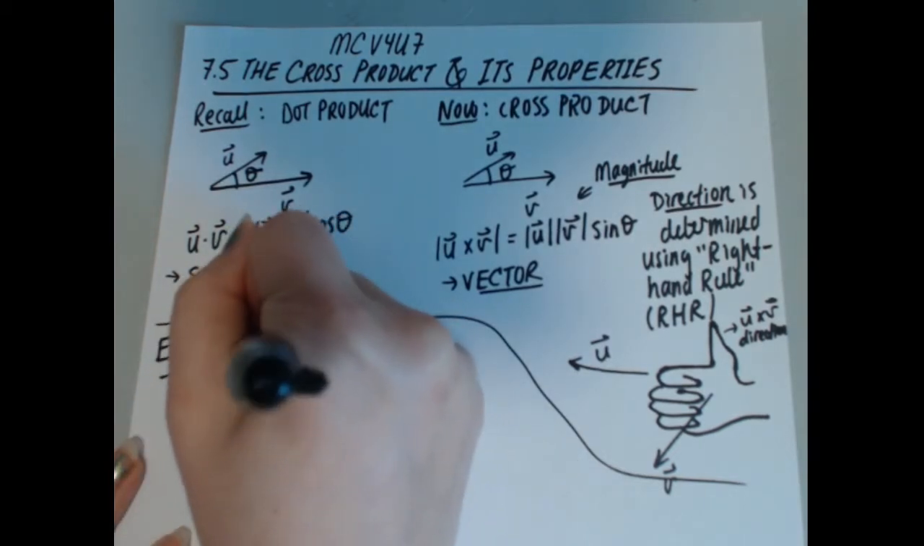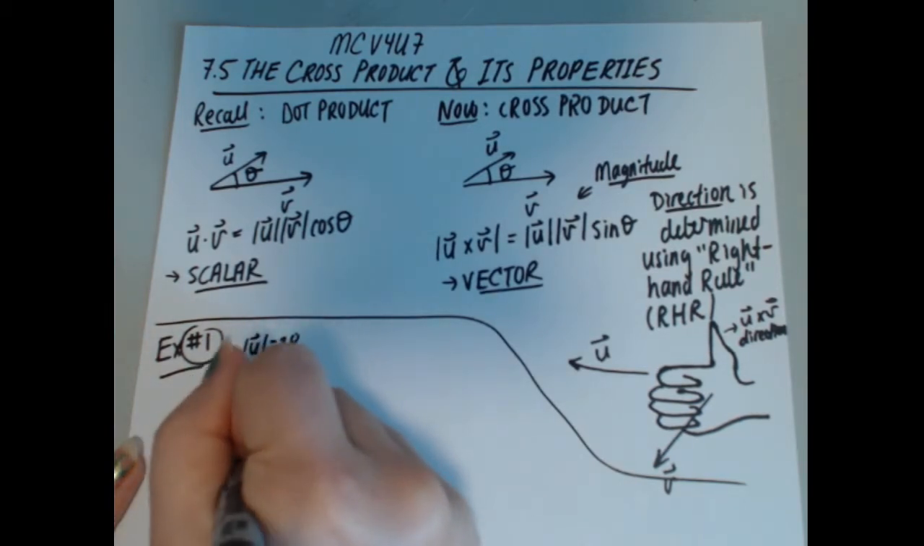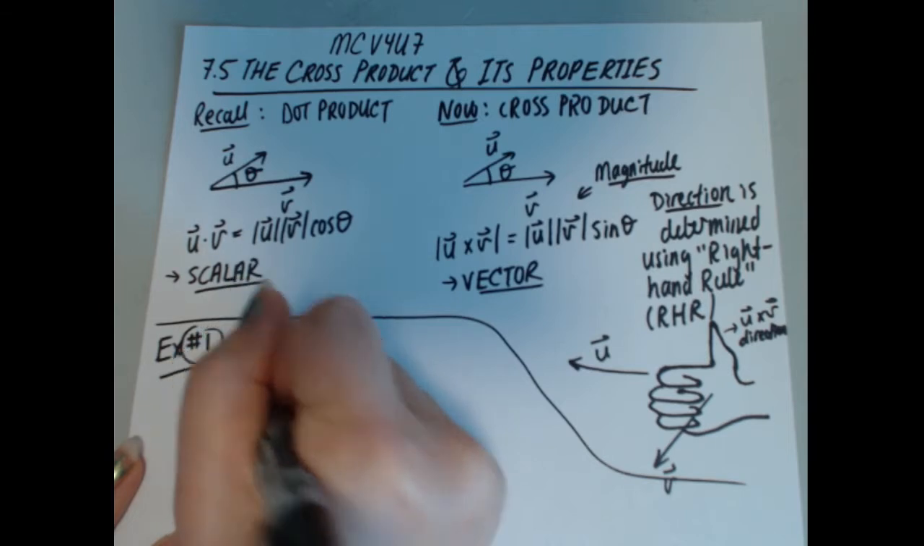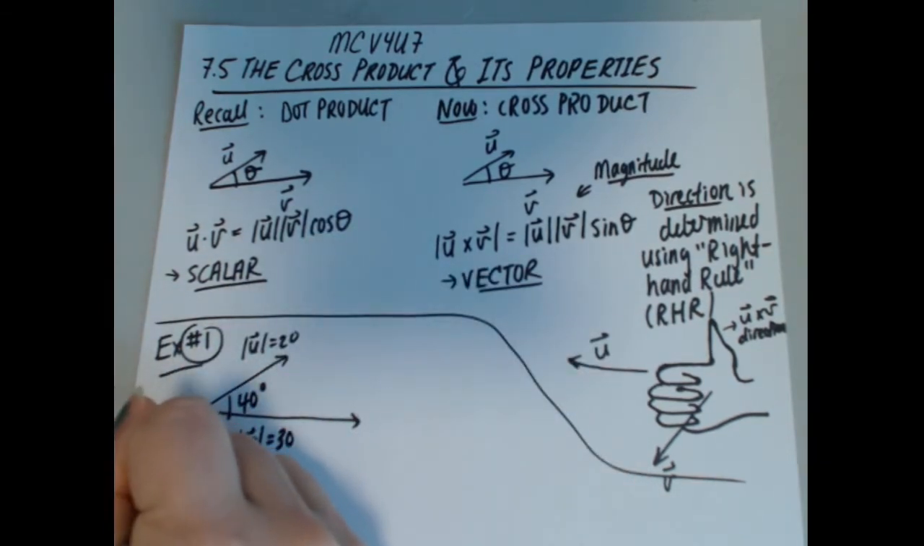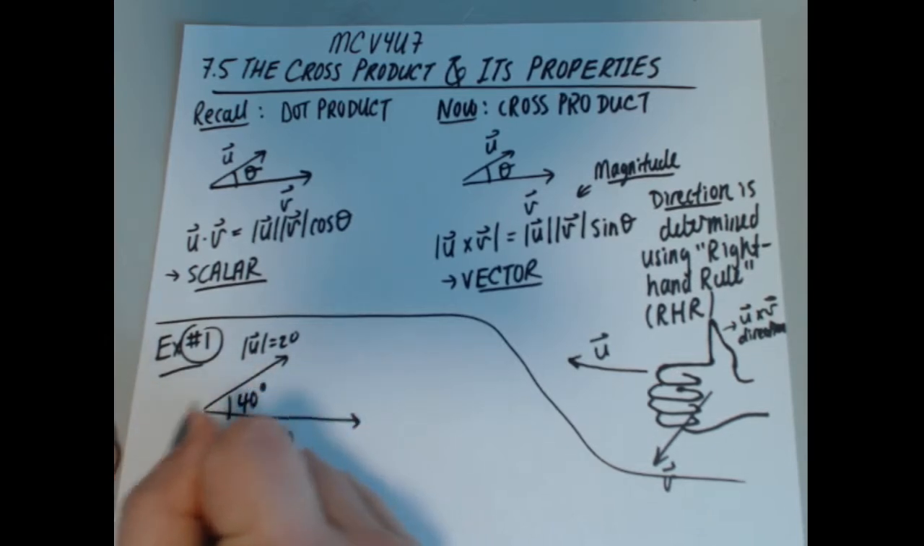And I know that vector U has a magnitude of 20. I know that vector V has a magnitude of 30. And I know that the angle between them is 40 degrees. So I have to answer a couple of questions. The first question I have to answer is, well, what is U cross V?